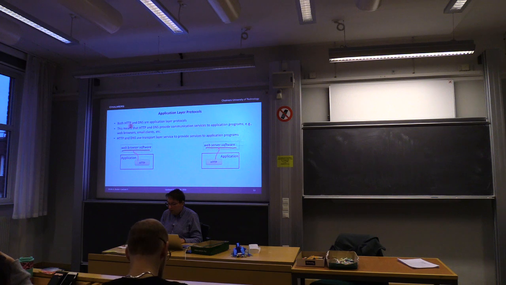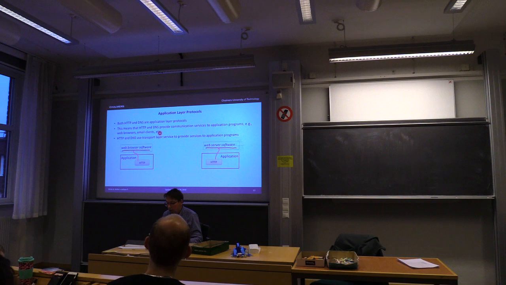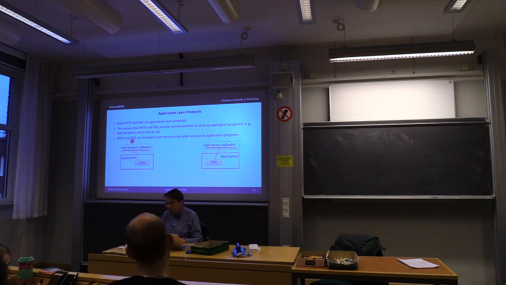So HTTP and also DNS are application layer protocols, and what does that mean? It means that HTTP and DNS provide communication services to application programs, web browsers, email clients, and so forth. HTTP and DNS use the transport layer services to provide the services to the application programs.